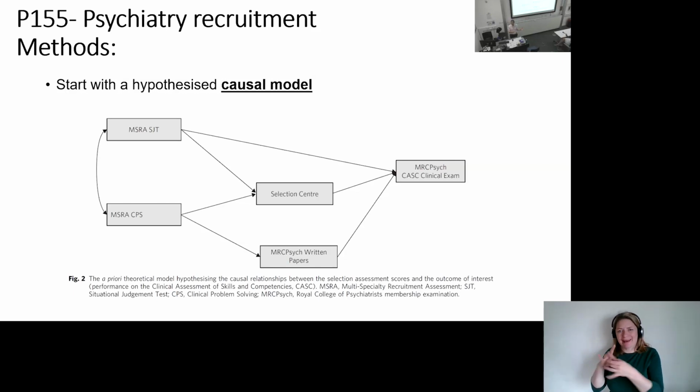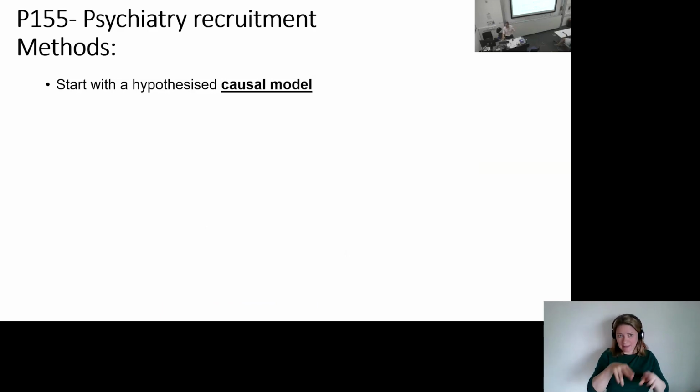So in this case, based on some previous work we've done in different data, not to do with psychiatry, but other ones, we had a causal model about how the different assessments as part of recruitment worked with each other. So we've got the situational judgment test there, the selection center, the knowledge-based test, the CPS, and our final outcome, which we're interested in, was the CASC, which is the high fidelity clinical simulation exam psychiatrists take as the final part of their membership exam. So you start off with a causal model.